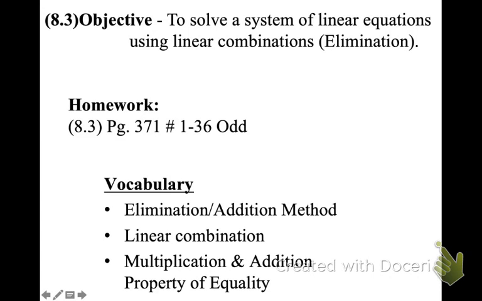Today we're doing 8.3 in the Green Book. It's solving linear equations using linear combinations. Homework is page 371, and we are doing 1 through 36 odd. New vocabulary is the elimination method or the addition method. It means the same thing, a linear combination, and we will be using the multiplication and addition property of equality.